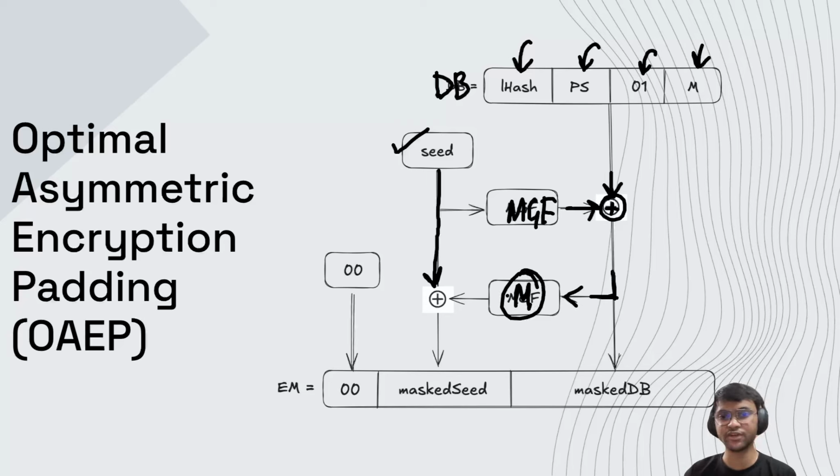And this mask will be generated by the second MGF function. The masked data that we generated at the end of this row will be called the masked data block, and the seed that we just masked is called the masked seed. The encrypted message will always begin with a 00 by construction.